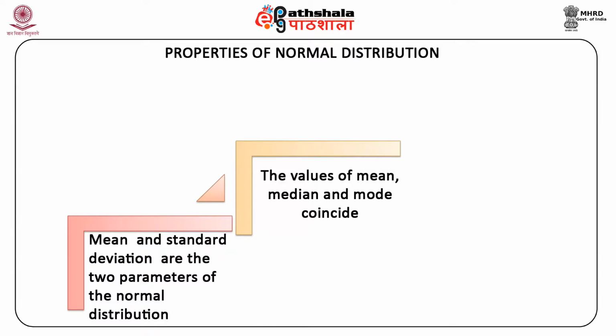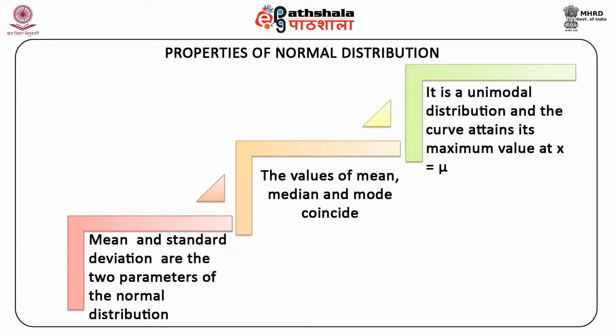The values of mean, that is the measure of central value, median, that divides the series into two equal parts, and mode, the most frequent value, coincide. If from the peak of the distribution we draw a perpendicular on the horizontal axis, also called the variable axis, the foot of the perpendicular gives the value of the mean, median, and mode.